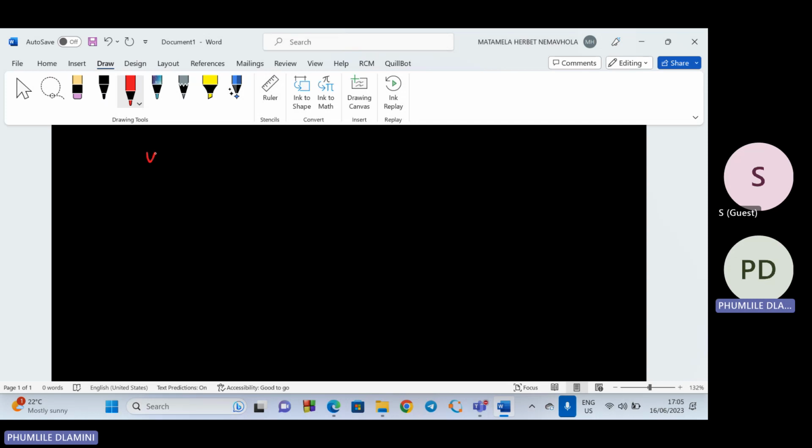We talked about the vertex, or vertices, and we also talked about the edge, and we talked about the degree. Then after that, we took a step further to isomorphic, or isomorphism.